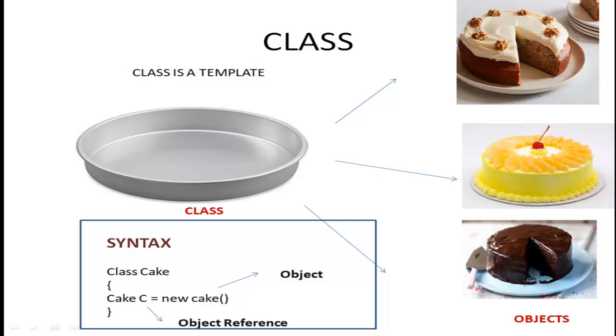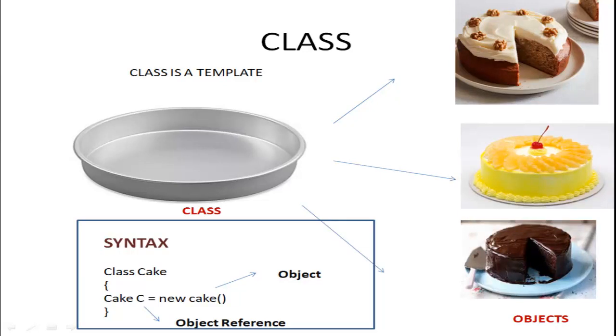This is the syntax for class. Here, new cake is an object. C is the object reference.